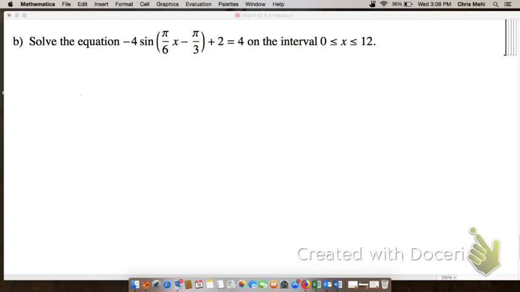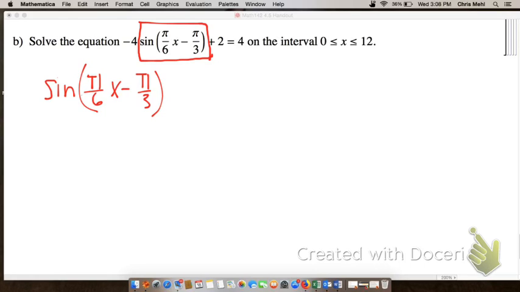So really, in a sense, this is very similar to the previous one, except for our varied input, pi over 6x minus pi thirds. First of all, we're going to isolate the sine function. So we're going to have to subtract 2 from both sides and divide by -4 on both sides. When you do that, you should obtain the equation sine of pi over 6x minus pi over 3 equals, taking the 4 on the right side, subtracting 2 and dividing by -4, -1/2.